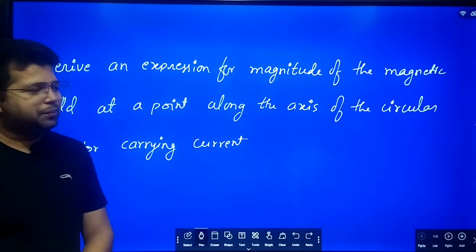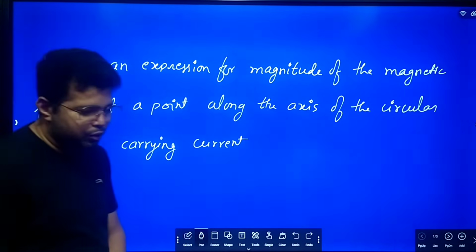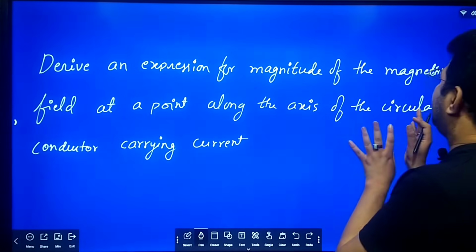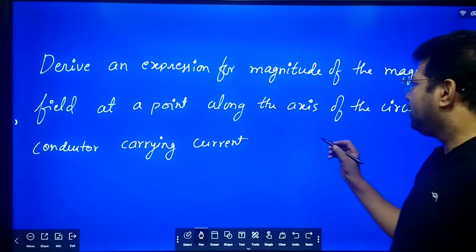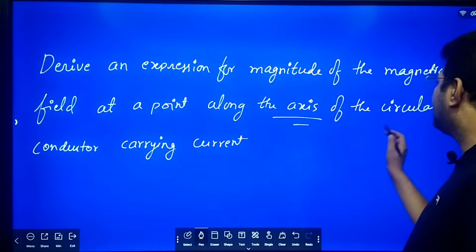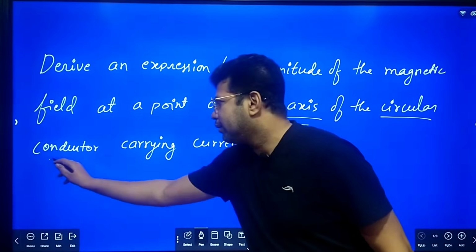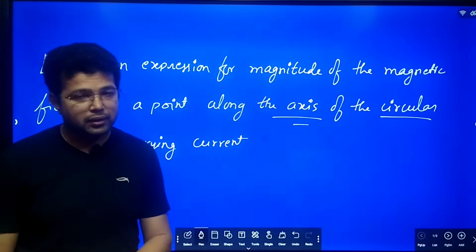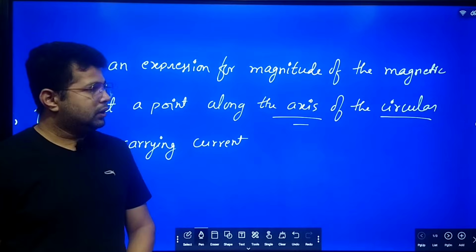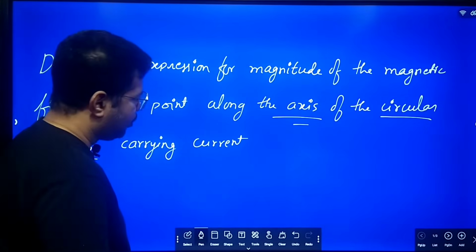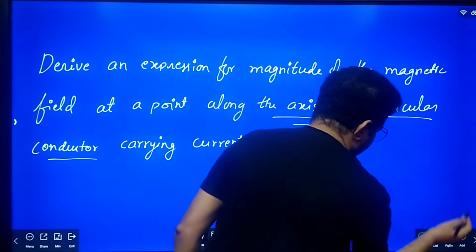Hello my dear students. Now we are going to derive an expression for the magnitude of the magnetic field at a point along the axis of a circular conductor carrying current. This is one very important derivation as far as board examinations are concerned. Also, this is a very important concept for all the entrance examinations. We will do the derivation.